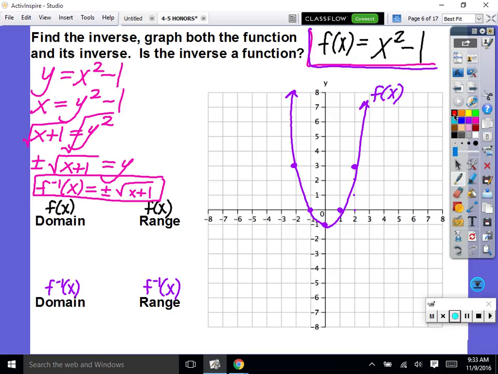And now let's graph the inverse. I'll graph that one in red here. So let's think about, we just learned how to graph this, correct? It's going to shift to the left 1. So we're going left 1 here, okay?